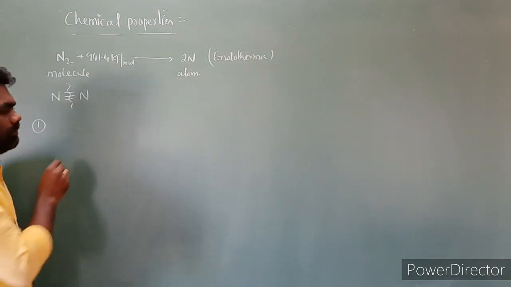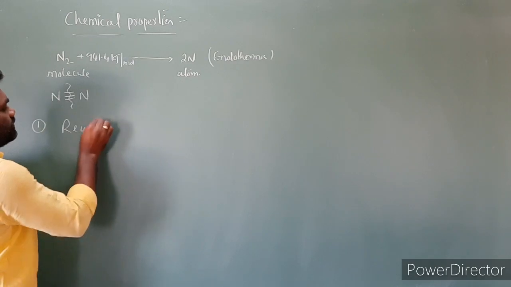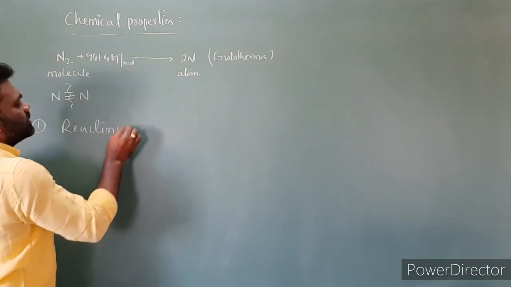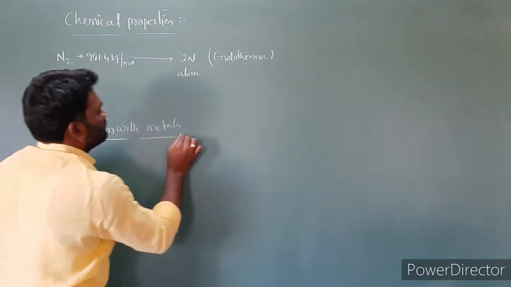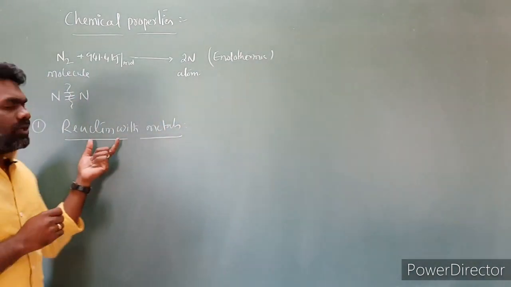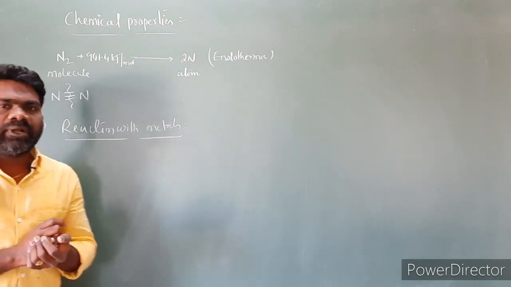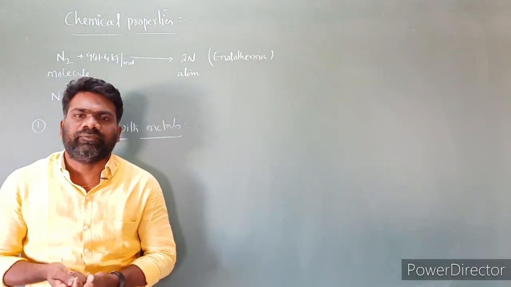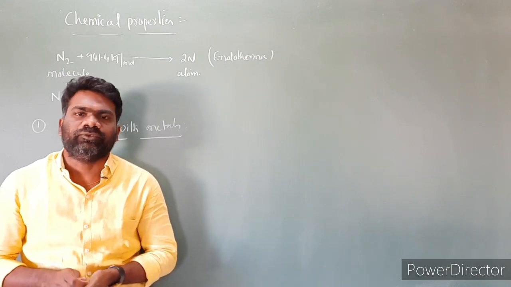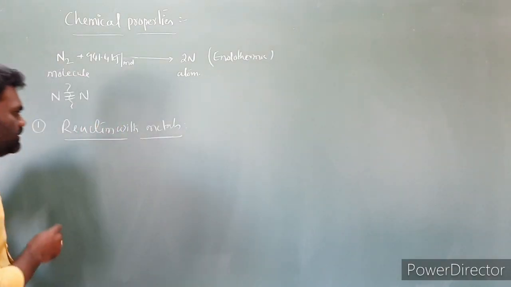Reaction with metals. Nitrogen directly combines with lithium and magnesium at a high temperature. At high temperature, nitrogen directly combines with metals like lithium and magnesium and forms nitrides.